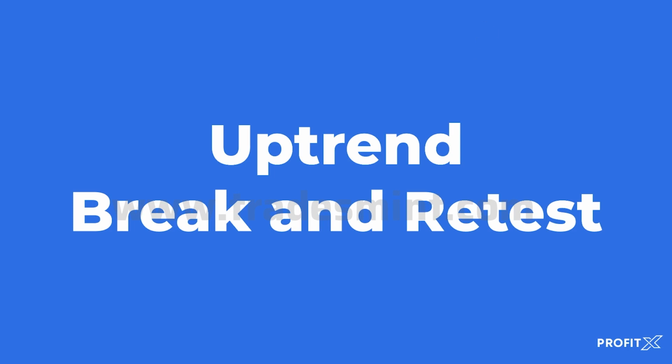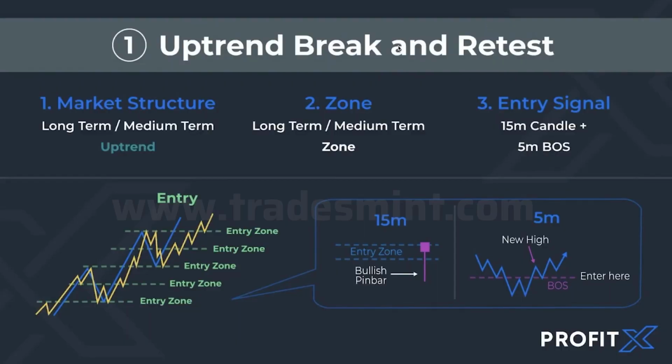So the way that this setup goes is I'm always going to use references. Number 1, market structure. Number 2, zones. Number 3 is entry signal. So for the uptrend break and retest, we want to identify the phase that we are in. We want to identify that first. That gives us the first advantage.